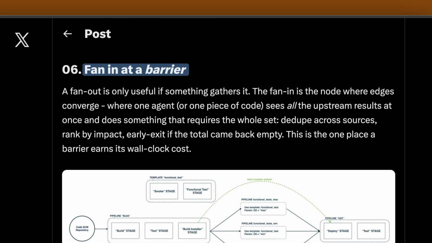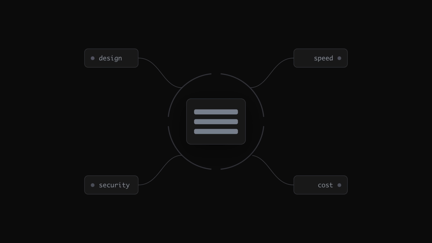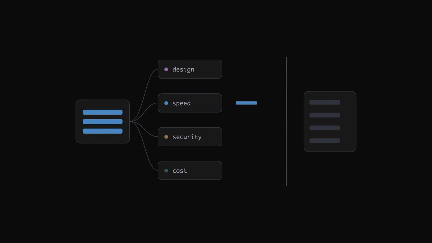Then there's the fan-in at a barrier graph, and that's the shape you want when one thing has to be judged from several angles at once. The fan-out part sends the same problem out to a set of agents, and each one looks at it through a different lens. Nothing moves forward until every one of those agents has reported back, and only then does it go and run their fixes.